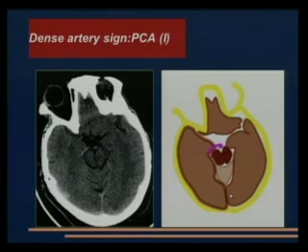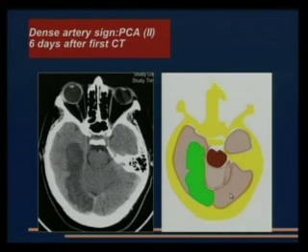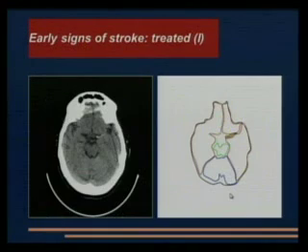If you see this in the posterior circulation, it's the same thing. This is the PCA, and again, 6 days after, you have the infarction already there. In this case, you have a really beautiful hyperdensity in the middle cerebral artery. This patient was more than 4 hours, it was like 6 hours after the stroke.